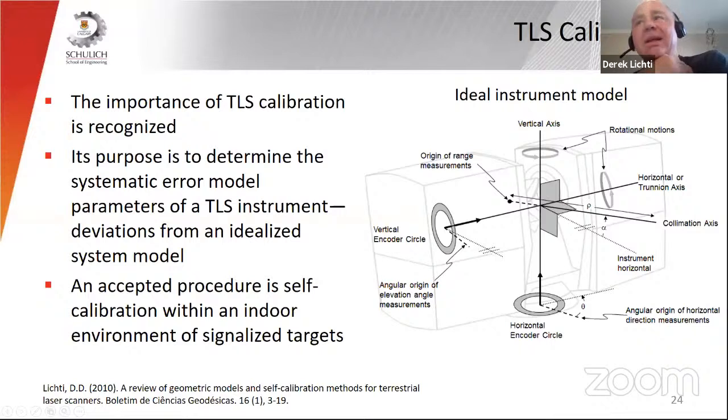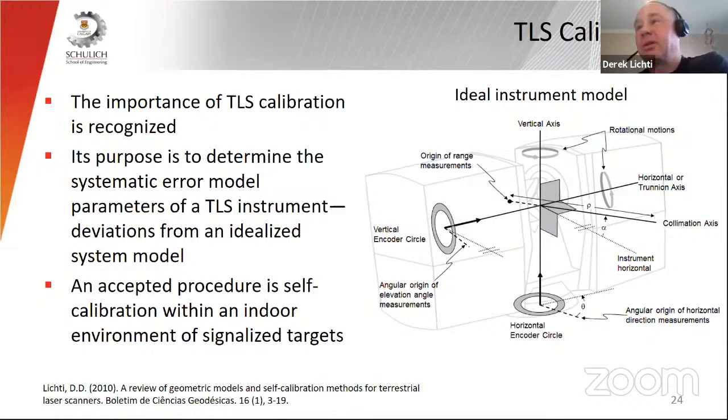And I think it's fair to say that the importance of terrestrial laser scanner calibration has been recognized. And the purpose of it, excuse me, the purpose of it is to determine the systematic error model parameters of an instrument. So an instrument may not be manufactured perfectly, or over time and usage, it may become out of alignment.